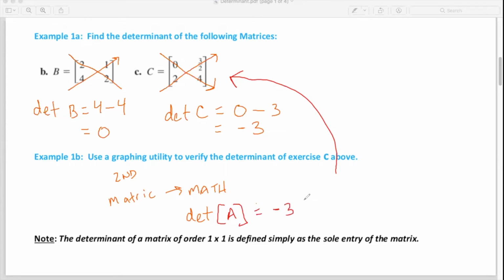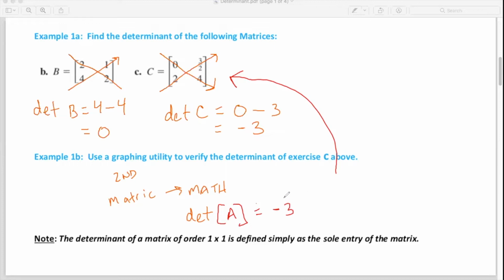So what's nice about the graphing utility on the calculator is not only will it find the determinant of 2x2s, it can do 3x3s and 4x4s and monsters that are really, truly tedious and easy to make a mistake by hand.